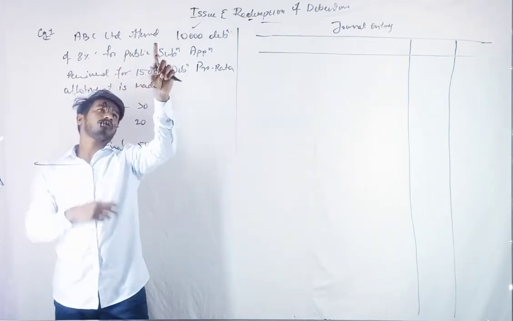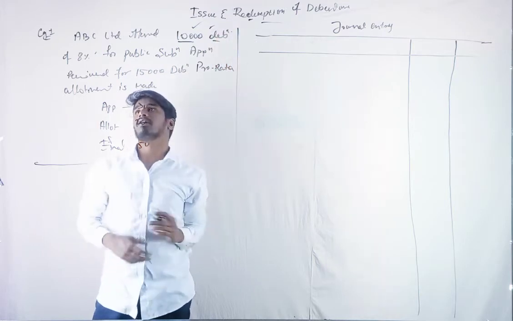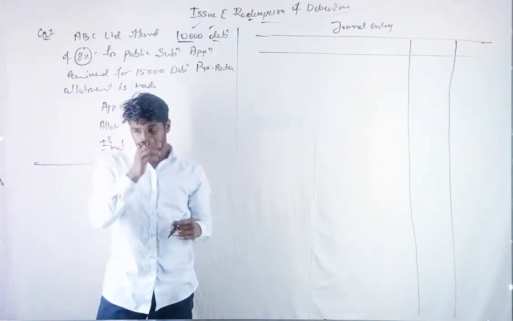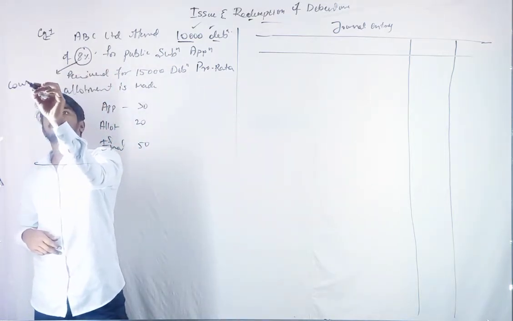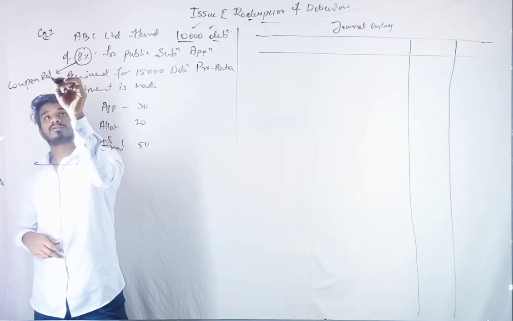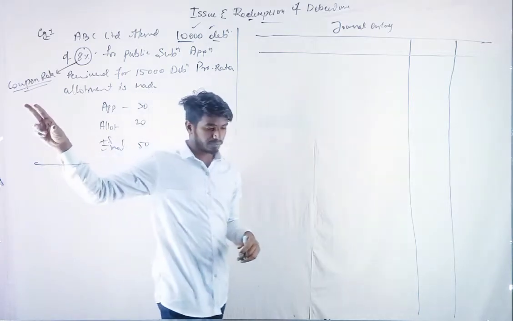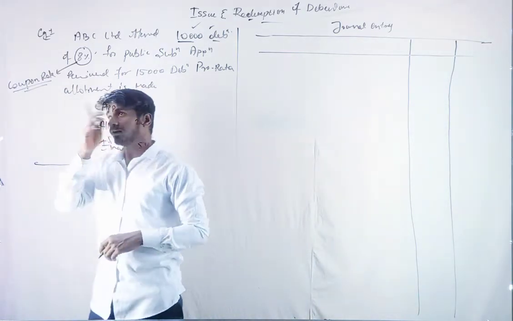ABC Limited offered 10,000 debentures. What do you mean by debentures? You know it already. What is this 8% debenture? This 8% is a coupon rate, through which we will calculate the interest. We will calculate the interest rate.